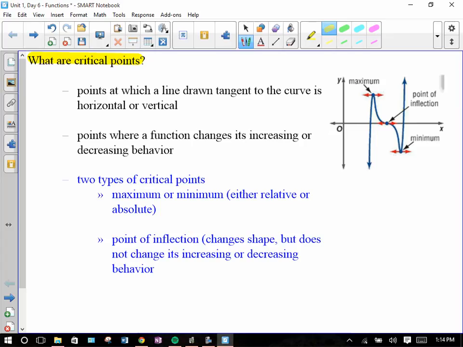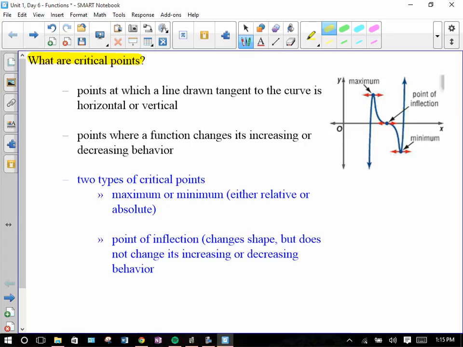All right? The critical points, the stuff written in the black is kind of like what you would hear if you were making calculus. The critical points are points at which a line drawn tangent to the curve is horizontal or vertical. So we'll talk about what that means. And there are points where a function changes between increasing or decreasing behavior. So if you're looking at a function and you can find where it changes from increasing to decreasing, then you found a critical point. Alright?